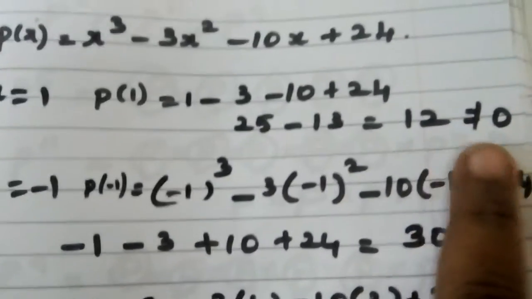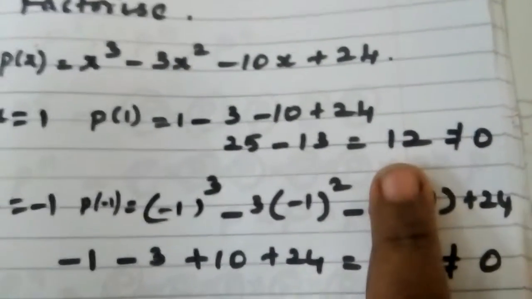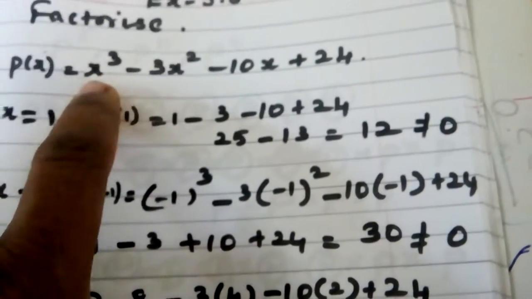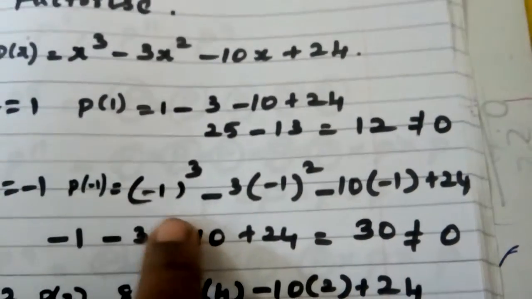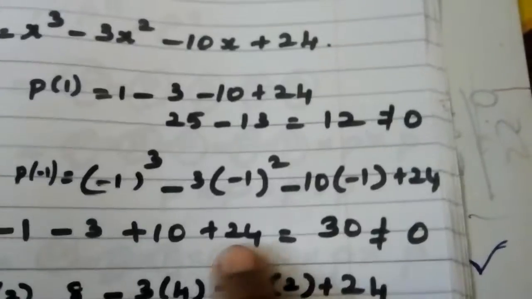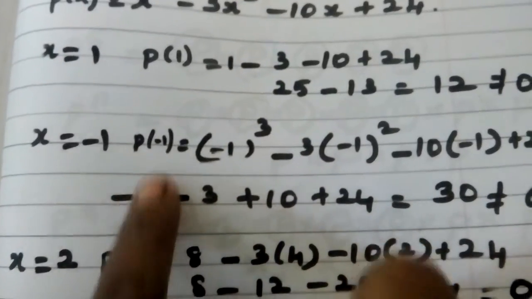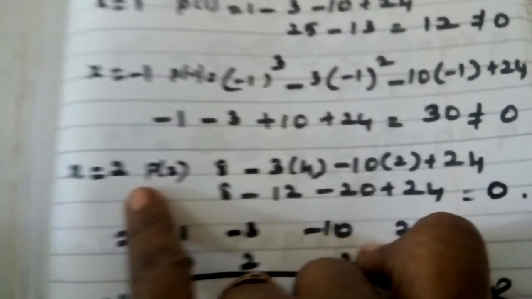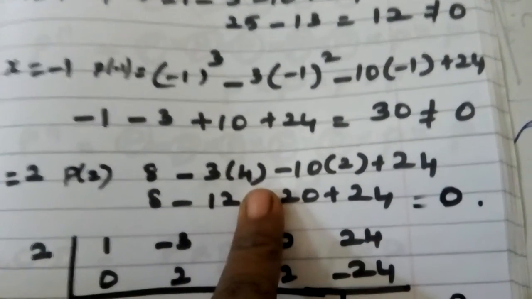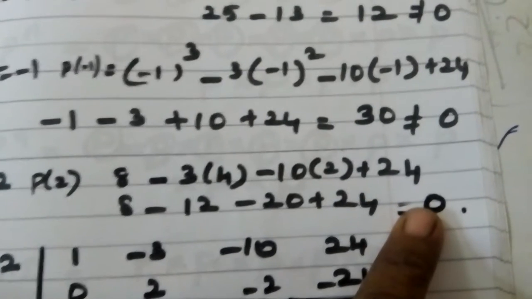Is it clear? When I get 0, that value will be taken as a factor. For that, I am trying to substitute another value, which is minus 1. Substituting minus 1 the whole cube, minus 3 into minus 1 the whole square, and solving this, again I am getting 30. So this value also could not be a factor. Then I am going to take another value, x equal to 2. So p of 2. While doing that, I am getting the value to be 0.